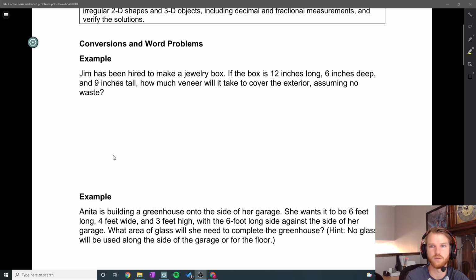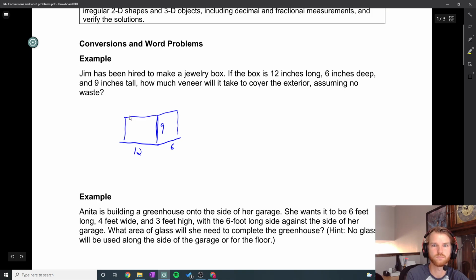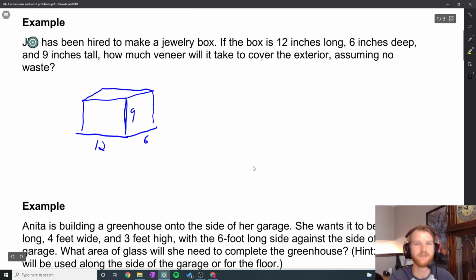12 inches long, 6 deep, and 9 tall. And I'm just going to draw my box around that. As I said, it does not need to be beautiful. Try and make it slightly more clear. That's our terrible version. So there's our box.